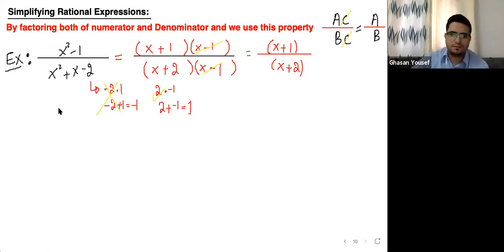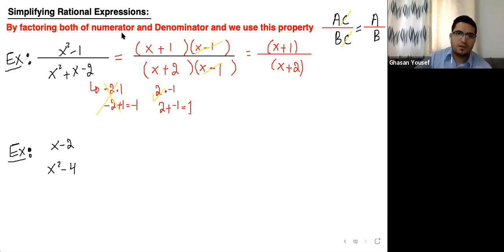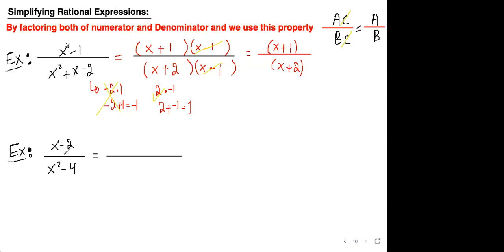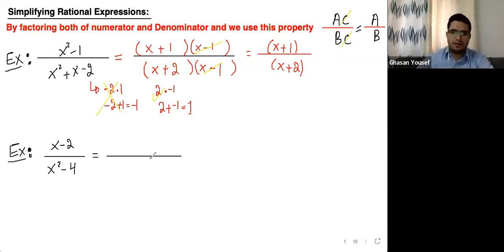Another example. Example 2: if I have x minus 2 over x squared minus 4, how can we simplify this fraction? What is the factor for the numerator, x minus 2? None, it's the same. It's the simplest form. So we cannot factor it, it's factored already. So it's x minus 2.